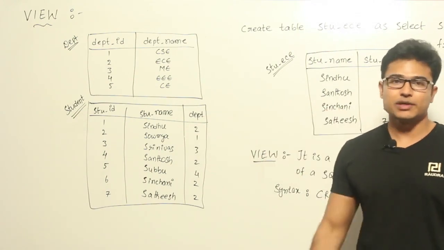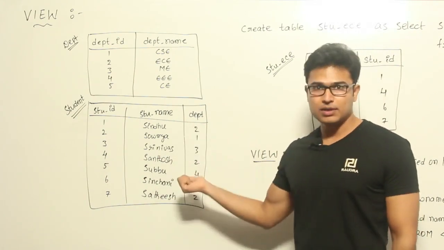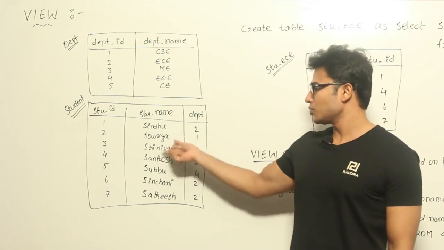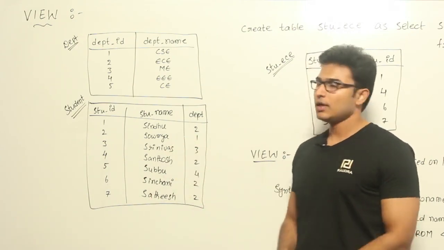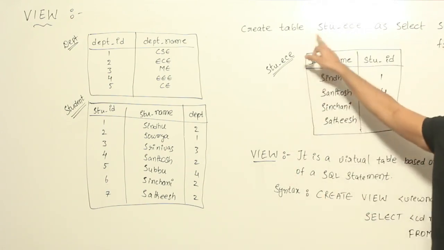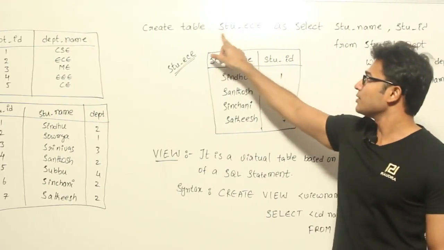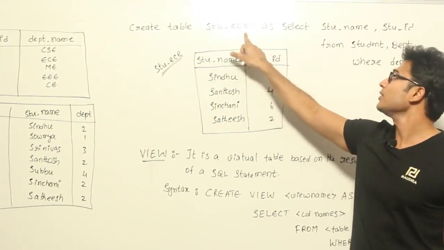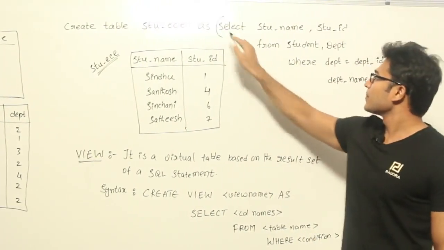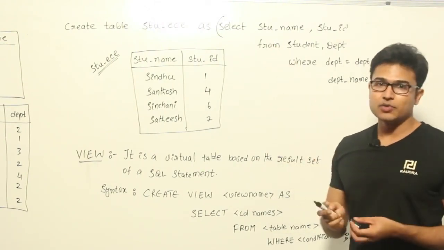Then how can we do that? From the student table we can create a new table that will contain only the information about the students who belong to the ECE department, right? For that, see this: create table student_ECE, which means a new table is going to be created with the name student_ECE. This entire thing is a query, which is going to frame a new table.